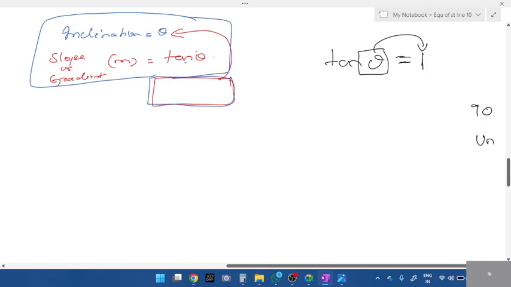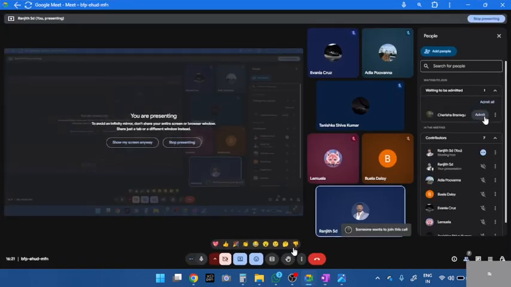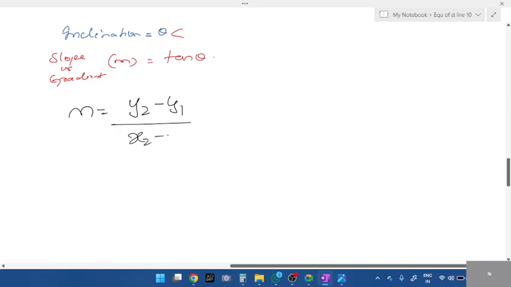Next, can you tell me the other types? When sides are given and the angle is not given, what's the formula? m is equal to y2 minus y1 divided by x2 minus x1. Then inclination of the x-axis.